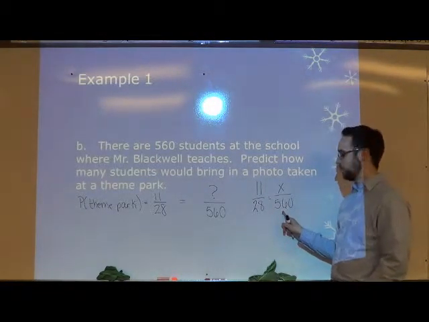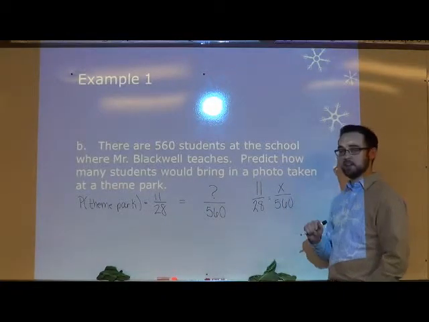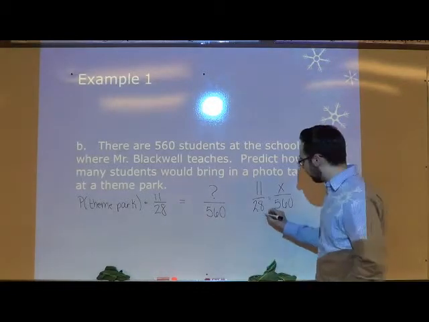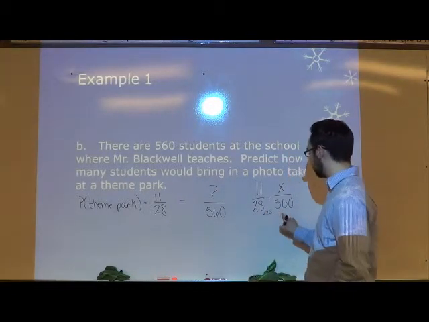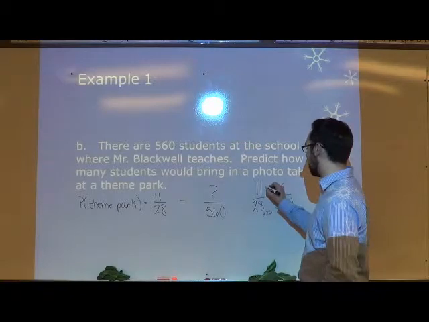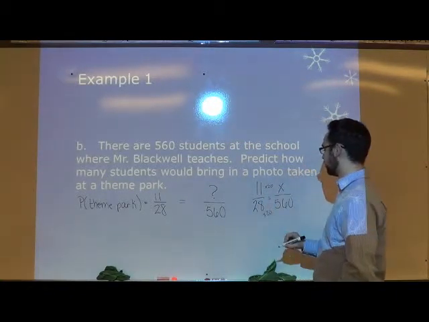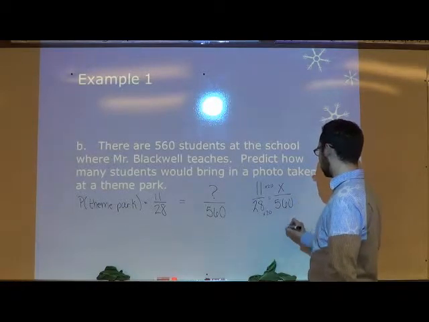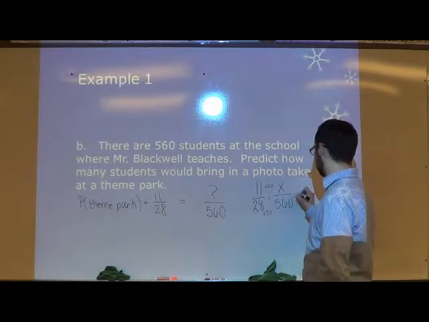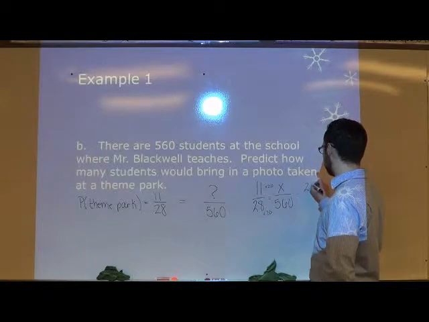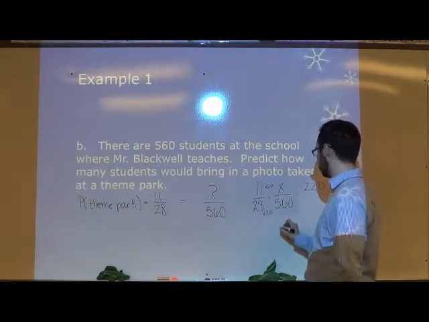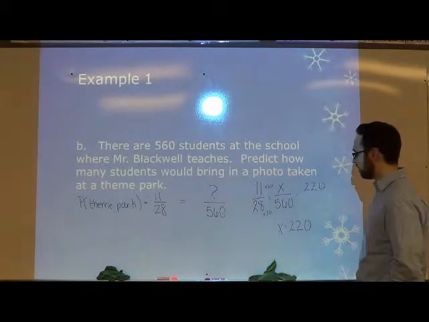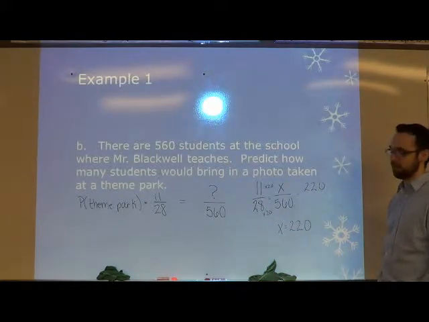You may not know right off the bat. So what do you do? You take 560 and divide it by 28, and you should get 20. So we need to multiply 28 times 20 to get to 560. Well, if I do that to the bottom, I've got to multiply the top by 20. So 20 times 11 is going to give us 220 students. So approximately 220 students out of 560 would bring in a photo at a theme park.